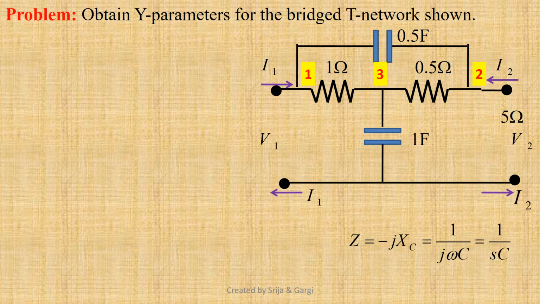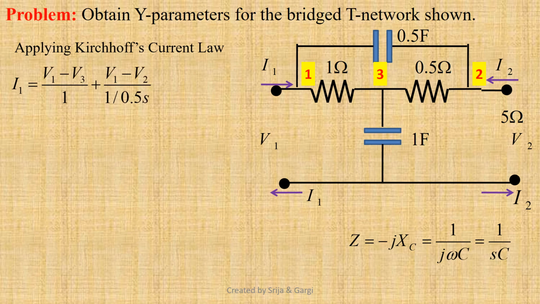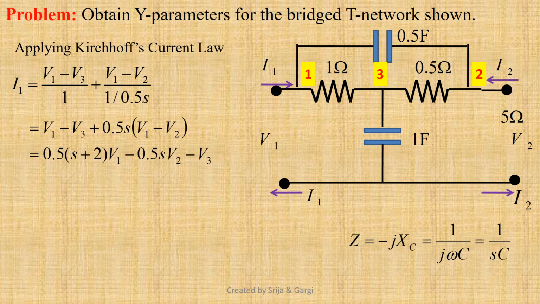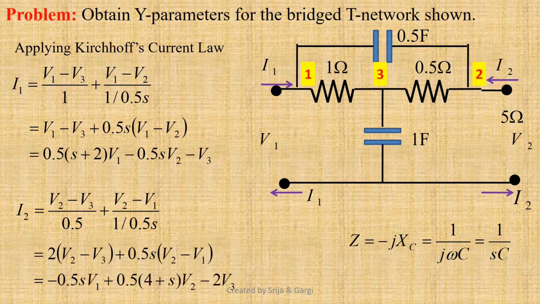Applying Kirchhoff's current law at node 1, we get I1 equals to (V1 minus V3) by 1 plus (V1 minus V2) by (1 by 0.5 S). Simplifying, we get 0.5 into (S plus 2) V1 minus 0.5 S V2 minus V3. Applying Kirchhoff's current law at node 2, we get I2 equals to (V2 minus V3) by 0.5 plus (V2 minus V1) divided by (1 by 0.5 S). Simplifying, we get minus 0.5 S V1 plus 0.5 into (4 plus S) V2 minus 2 V3.